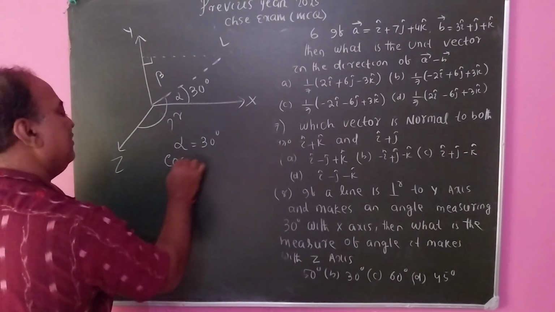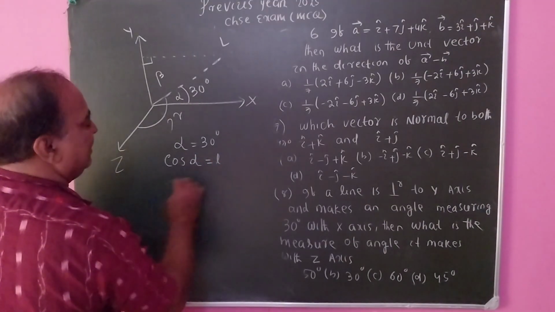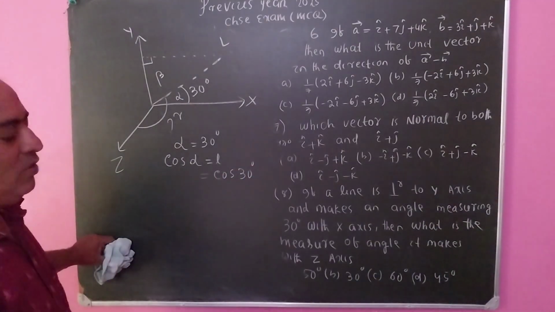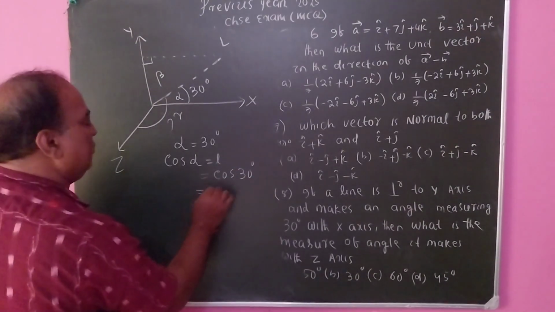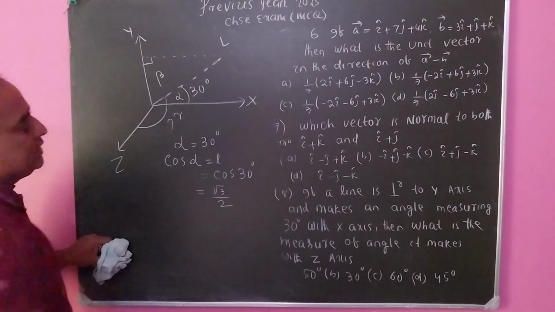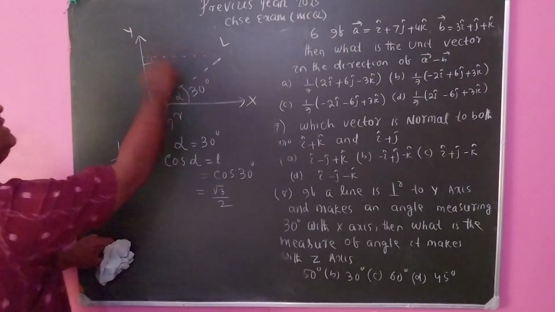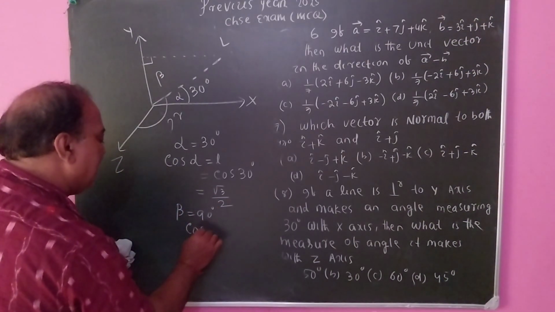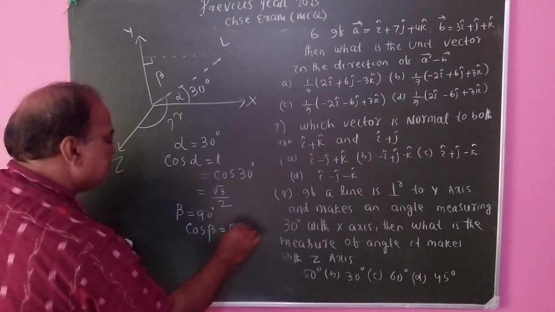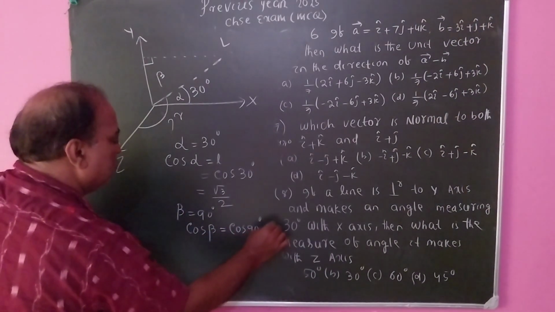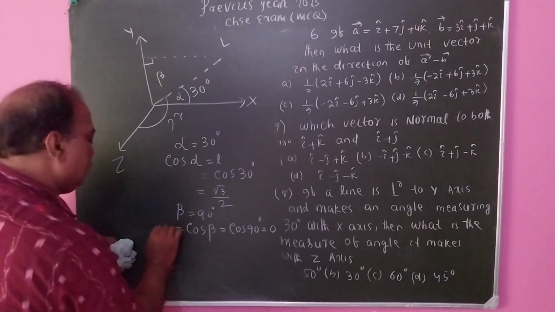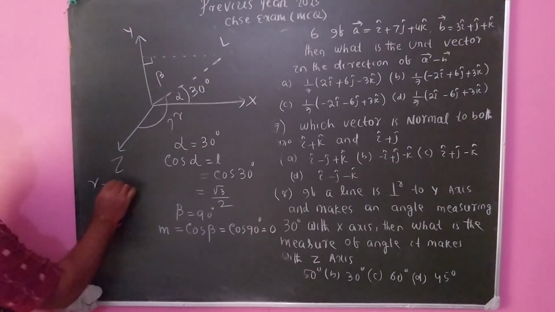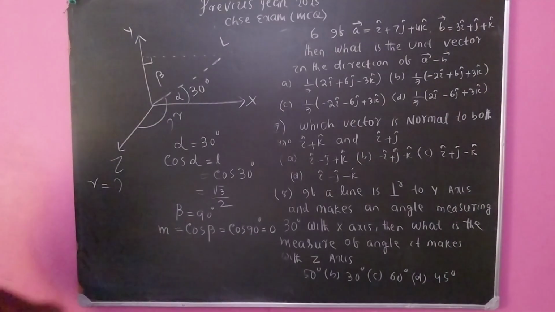Cos alpha, that means l, is equal to cos 30 degree. Cos 30 degree is equal to root 3 by 2. Beta is equal to 90 degree. Cos beta is equal to cos 90 degree is equal to 0. That means m is equal to 0. Our aim is to find out gamma. Gamma means the angle made with z axis.